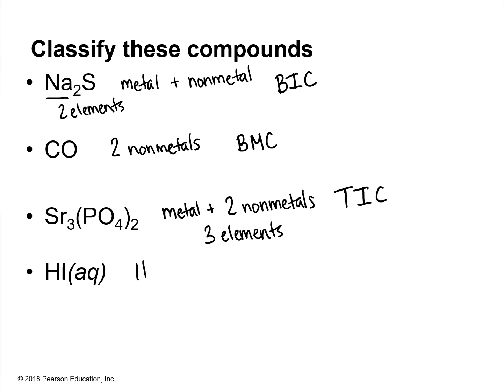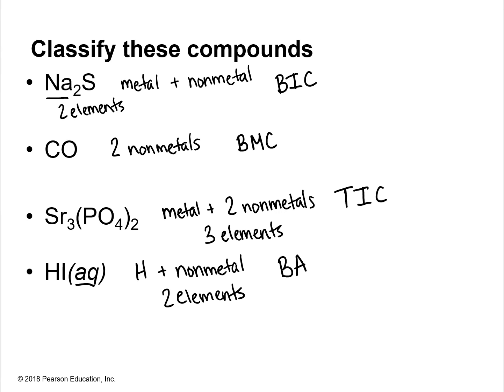Finally, we see a hydrogen plus a nonmetal for a total of 2 elements. We also see this aqueous here. Since there's only 2 things, it's got to be binary. And we see the aqueous, so that means it's got to be a binary acid.